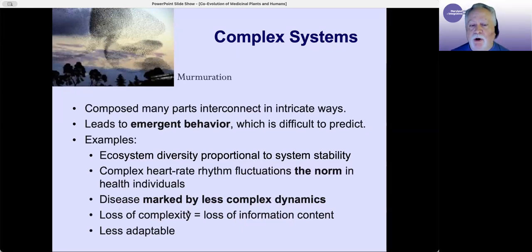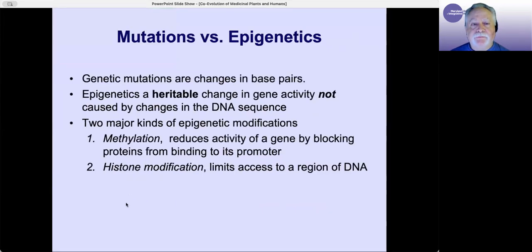So we tend to see them marked by less complex dynamics. And the loss of that complexity is really a loss of information and a loss of adaptability. So in complex systems, you have tremendous amounts of adaptability built in. And we talk about, I wanted to define this just because you're going to see this in the literature.